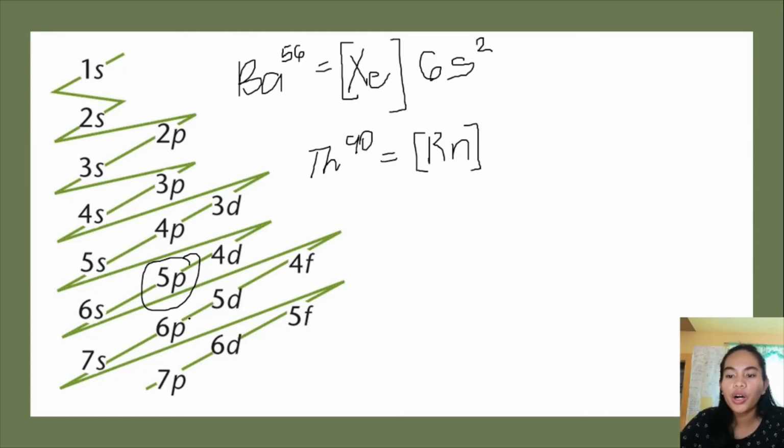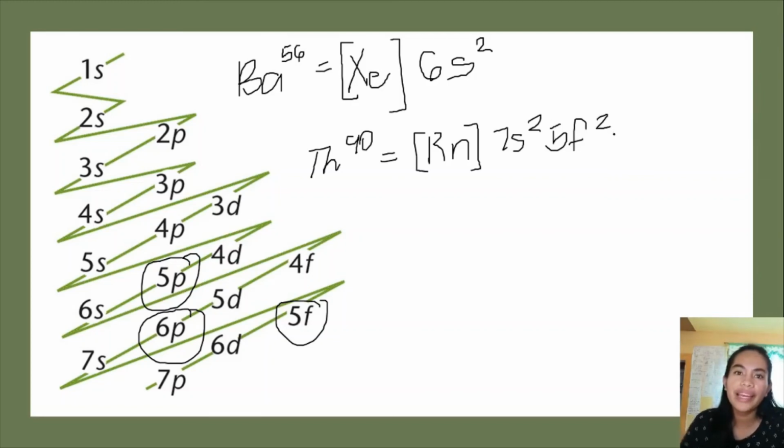So we'll be needing two more, right? So we have here 6p, radon is 6p6. And then after radon, we have 7s2. So that will be 88. And then after 7s2, next is 5f. That's why our thorium is located in the 5f2. Our thorium is located in the 5f2 of your electron configuration.